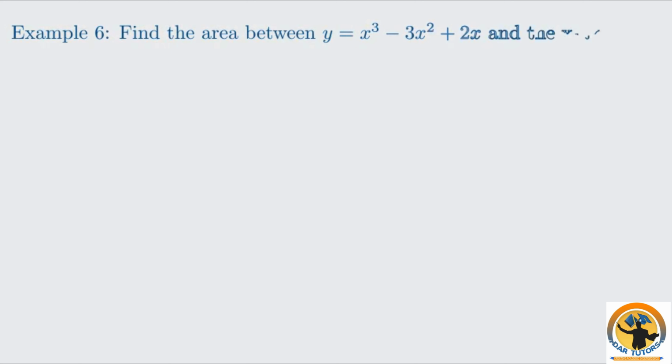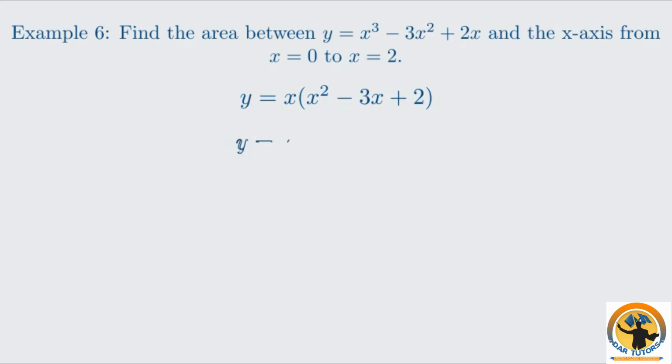Let's work through a more complex example that combines these ideas. We need to find the area between the x-axis and the curve y equals x cubed minus 3x squared plus 2x from x equals 0 to x equals 2. First, we need to find the roots of the function to see if it crosses the x-axis within our interval. Factoring out x, we get x times x squared minus 3x plus 2. Factoring the quadratic gives x times x minus 1 times x minus 2. The roots are at x equals 0, 1, and 2.